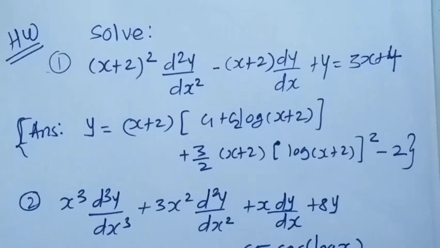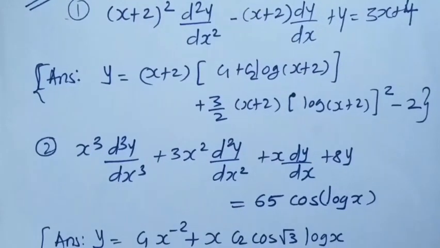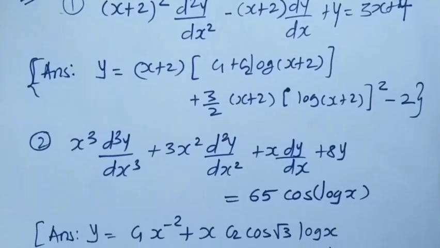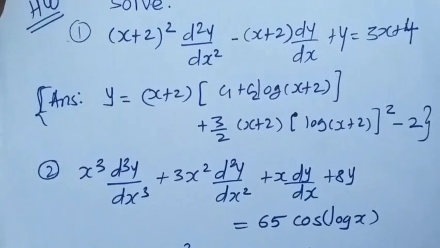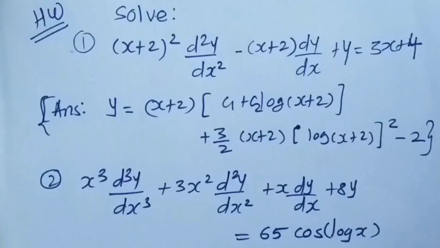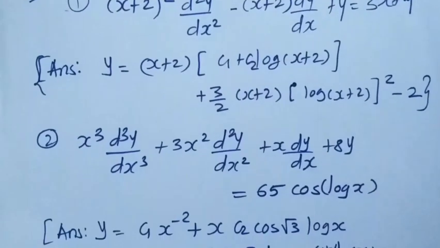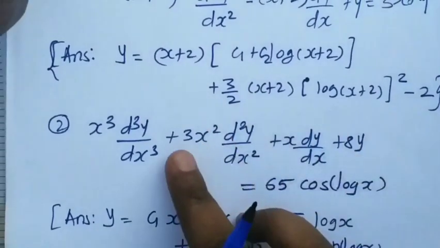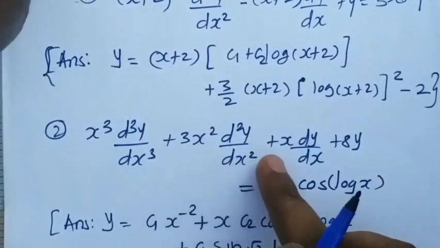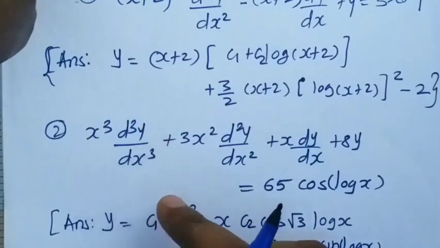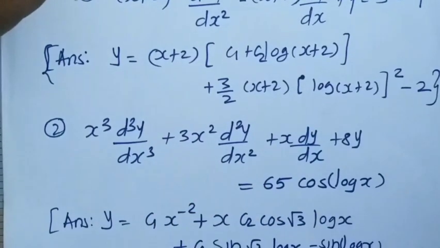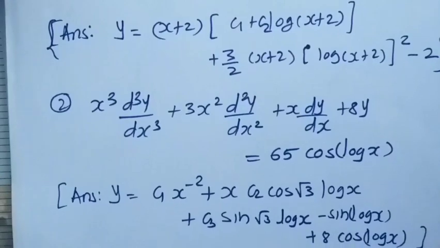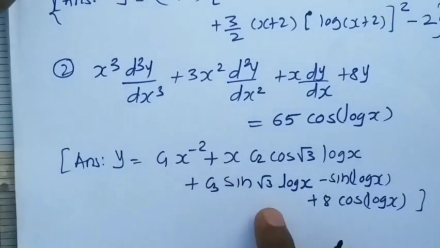And the next is x cube d3y by dx cube plus 3x square d2y by dx square plus x dy by dx plus 8y equal to 65 cos of log x. The first problem is of the type Legendre's differential equation, and the second problem is of the type Cauchy's differential equation. Both are the examples you have to solve. The third degree, here we are having degree 3, so you will need the value of x cube d3y by dx cube also after doing the substitution x equal to e raised to z. And this is the solution for that problem.